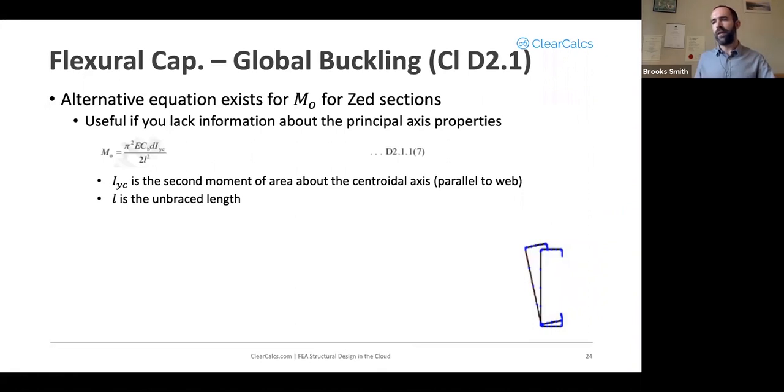Effective width method, I'm not going to be talking about the details of here. We just simply don't have time within the webinar. So I'm just going to be going through the direct strength method on here.